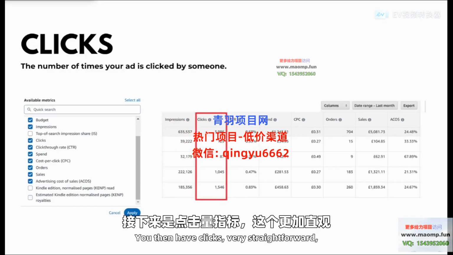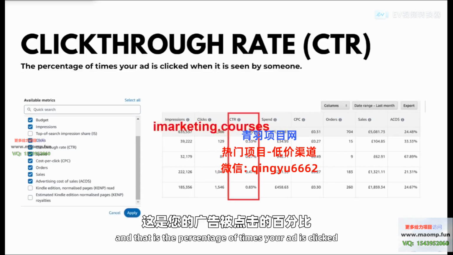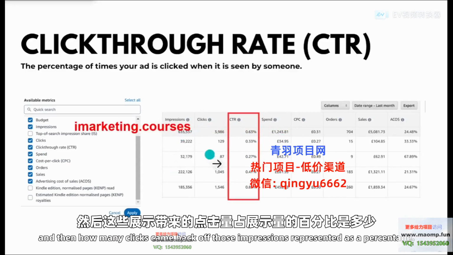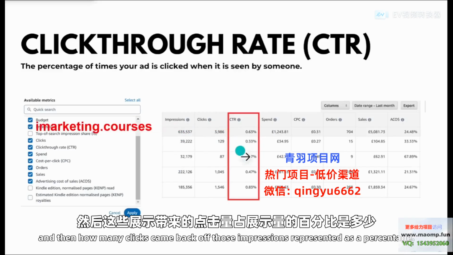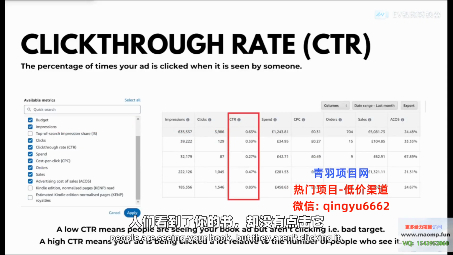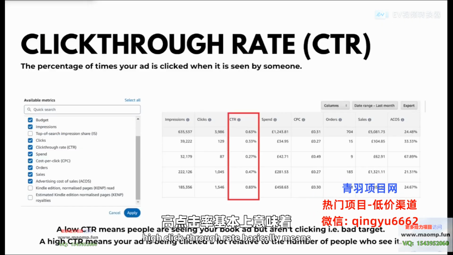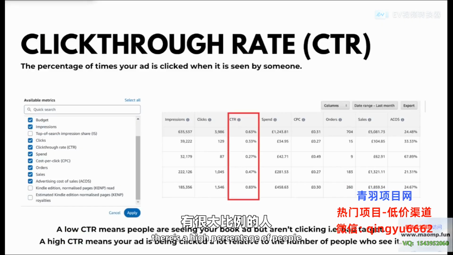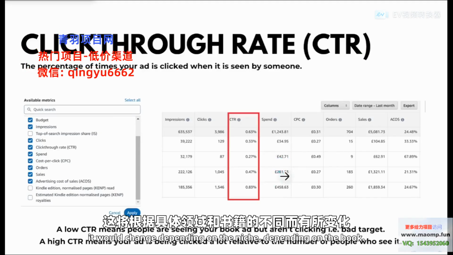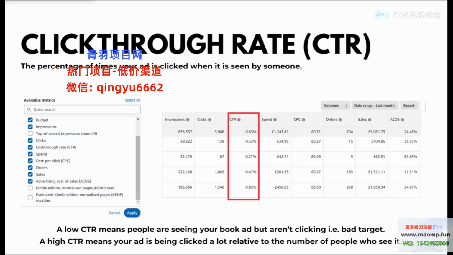You then have clicks, very straightforward, the number of times your ad is clicked by someone. You then have CTR, which stands for click-through rate, and that is the percentage of times your ad is clicked when it is seen by someone. So click-through rate: however many impressions you have, and then how many clicks came back off those impressions, represented as a percentage. So a low click-through rate basically means people are seeing your book, but they aren't clicking it, i.e. it might be a bad target and not relevant to the customers who are seeing it. On the flip side, a high click-through rate basically means there's a high percentage of people who are seeing your book that are actually clicking into it. And a high click-through rate is generally quite subjective. It would change depending on the niche, depending on the book. But anything towards 1%, in my opinion, with Amazon ads from my experience, is quite a good click-through rate.